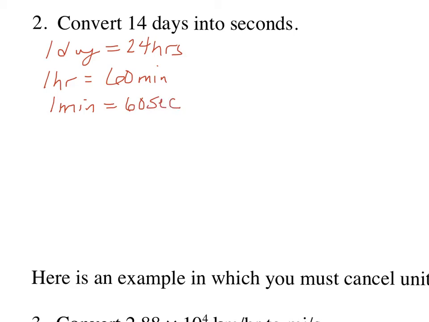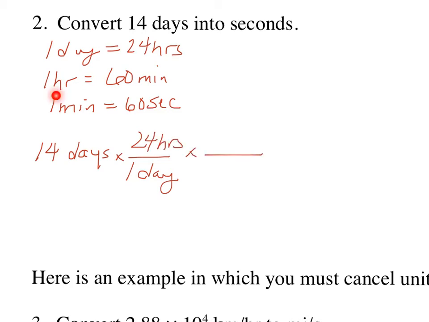So now I just have to put this all together, and starting with 14 days, I'm going to use these three equalities to eventually get to seconds. So I start with 14 days, and I'm going to use this first equality to get from days to hours. I know that 1 day is the equivalent of 24 hours.